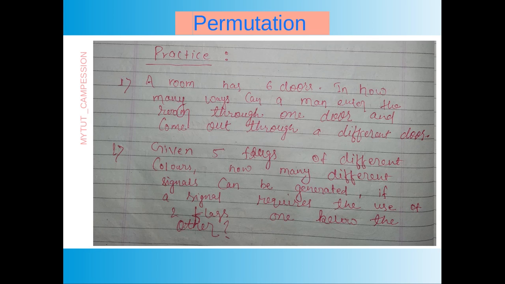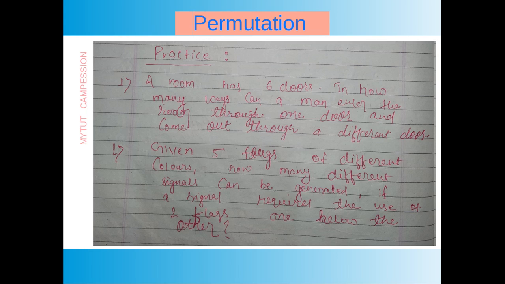Now here is a practice question. A room has 6 doors. In how many ways can a man enter the room through one door and come out through a different door? Here is a room which has 6 doors. In how many ways can a man enter the room by one door and come out through a different door?